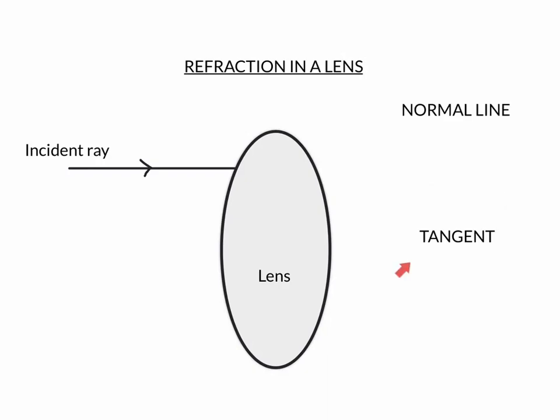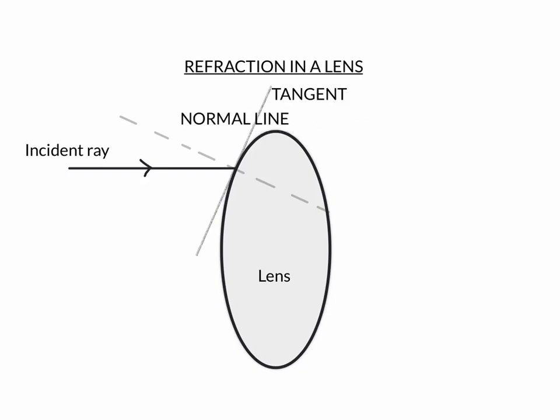To produce the normal line, we also first need to make a tangent at the point where the incident ray strikes the lens. And here it is, the tangent just here. Now that I've got the tangent, I can now draw my normal line, and that's got to be drawn at this point where the incident ray strikes the tangent, or also where it strikes the edge of the lens. So here we have the normal line just here now.